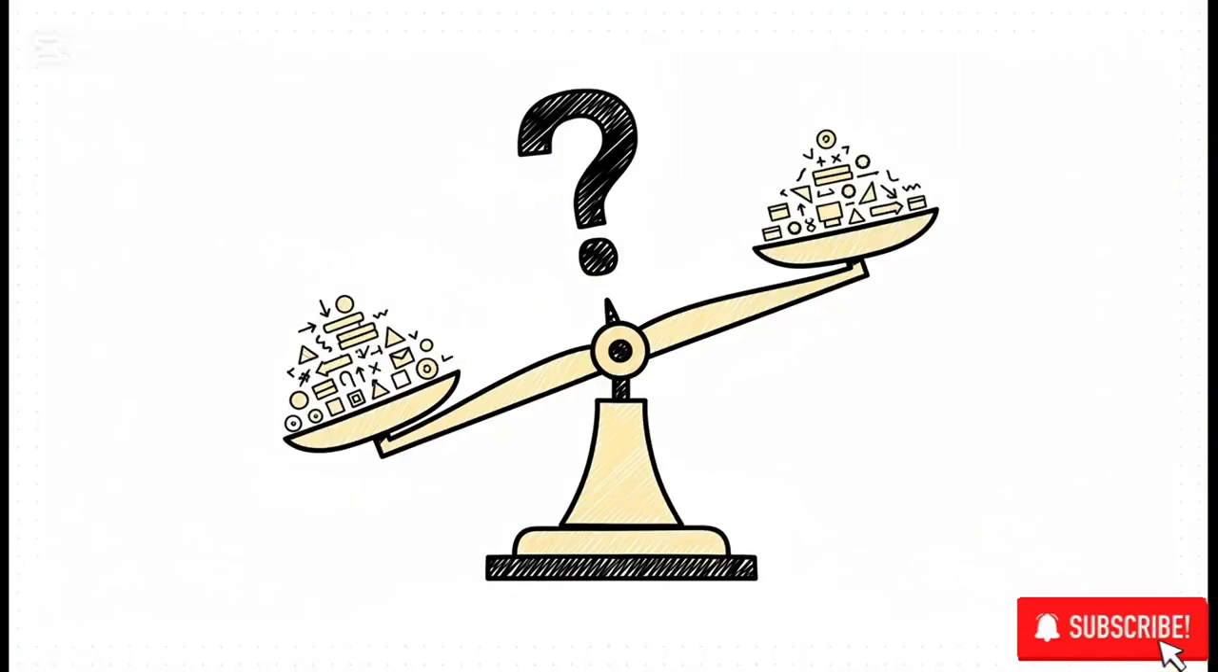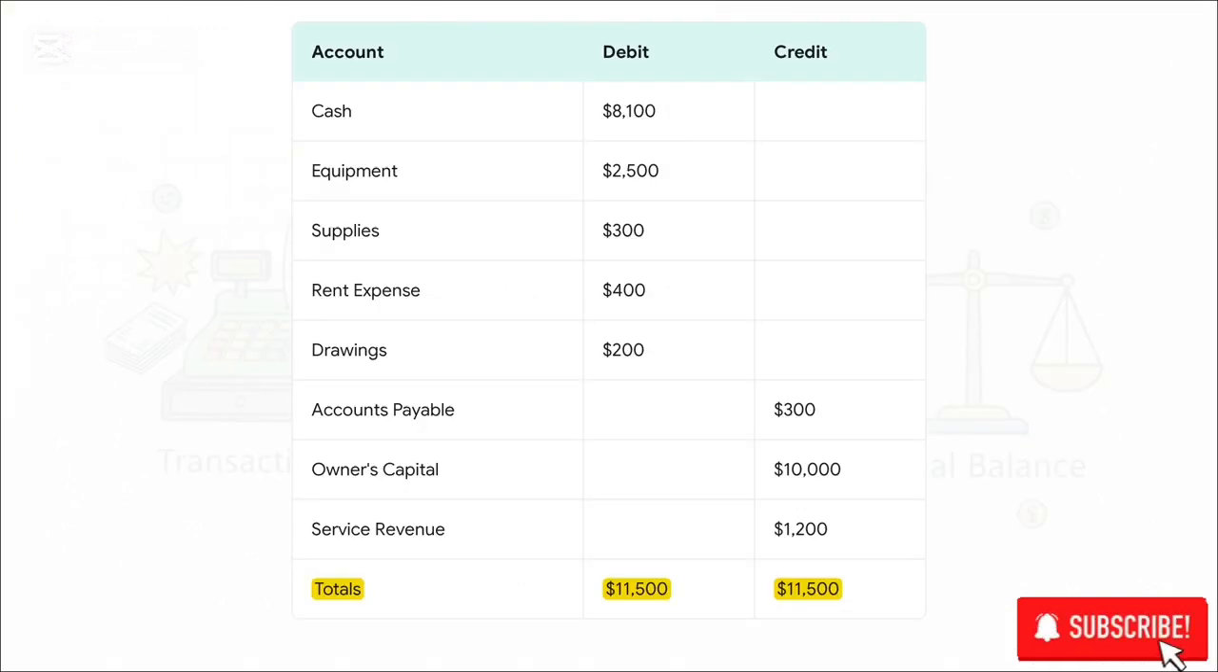So, we've done the math and found the final balance for every single T account, not just cash. Now we're going to list all the accounts with a final debit balance on one side and all the accounts with a final credit balance on the other. So, what do you think? After all those different transactions, are they going to match? Let's find out.